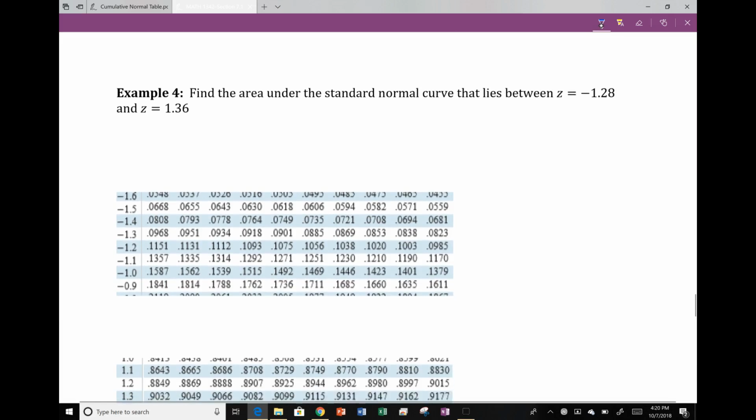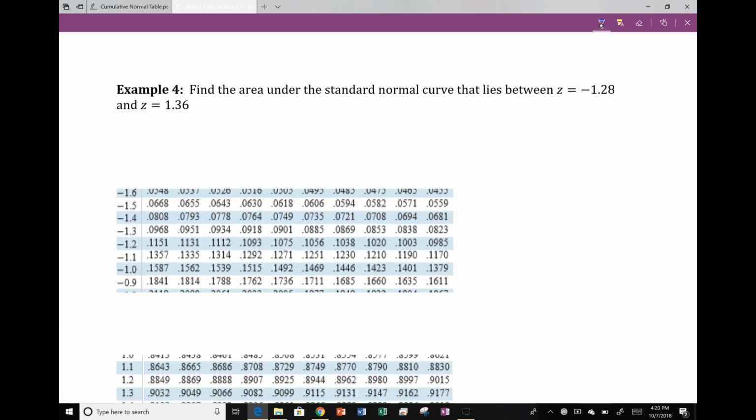Now another type that we might want to look at is if it lies between two z-values. So let's look at the curve first of all, and I highly recommend drawing the curve every time. Here's 0. We want the area that lies between z equal to negative 1.28, so here's negative 1.28, and z equal to positive 1.36, so here's positive 1.36. We want this area in between.